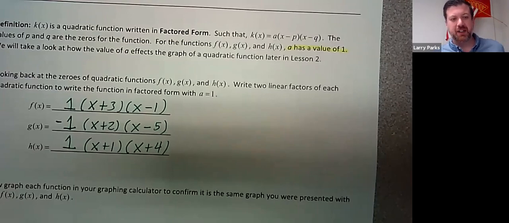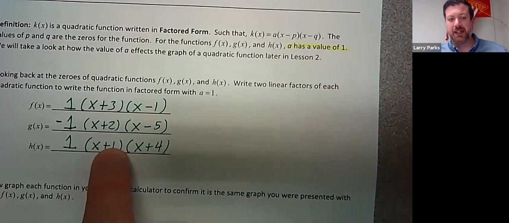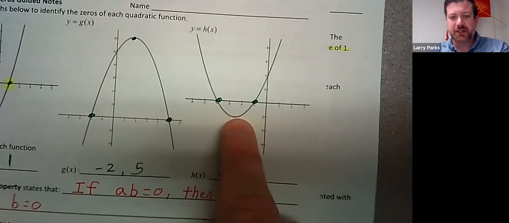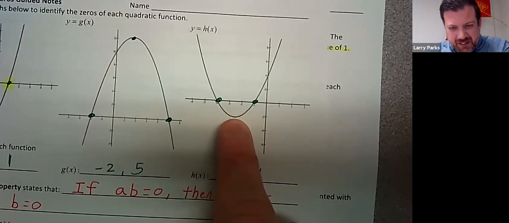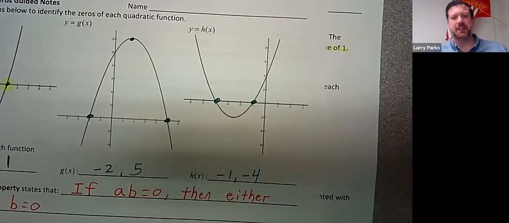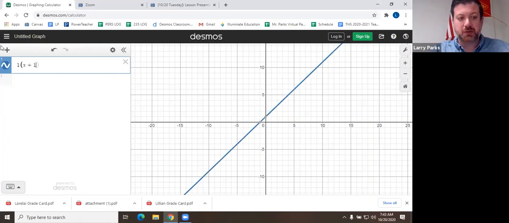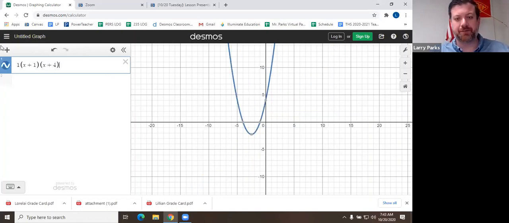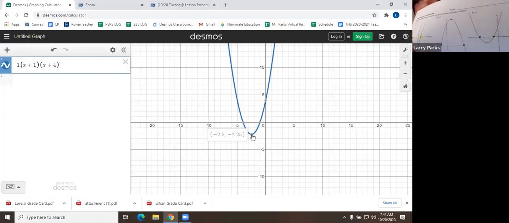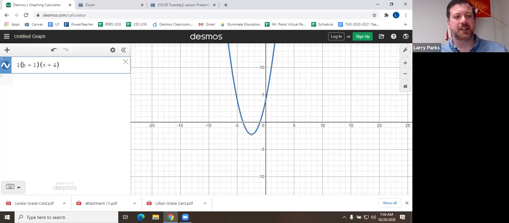And then finally, let's see if x plus 1, x plus 4 matches this graph. This one has a vertex of like negative 2.5, comma negative 2 approximately. Let's go see. So h of x is 1, x plus 1, x plus 4. Notice the vertex is negative 2.5, negative 2.25. And I don't know what you guys can see, but it is the same thing, approximately.